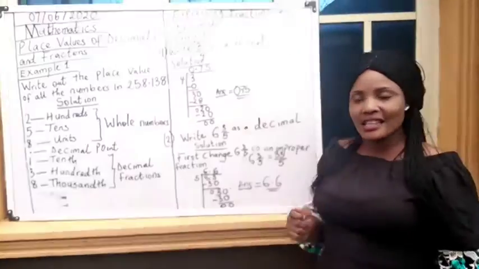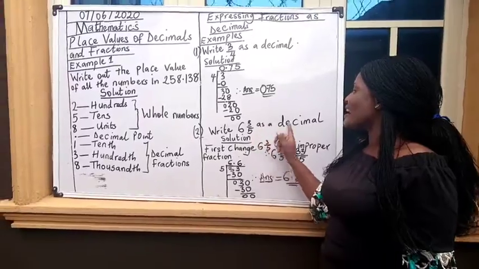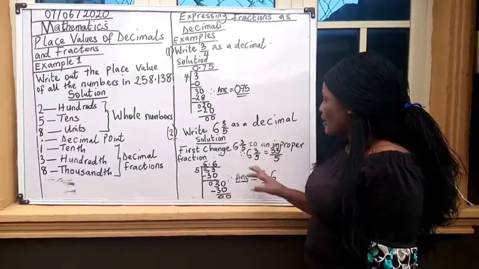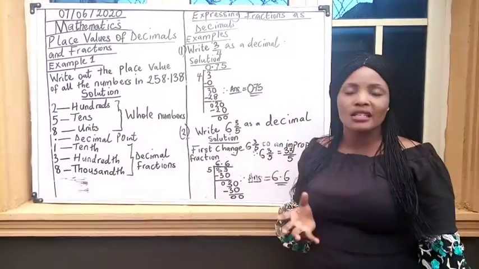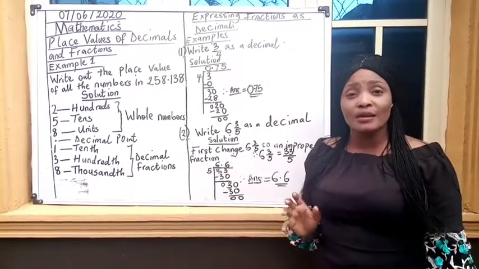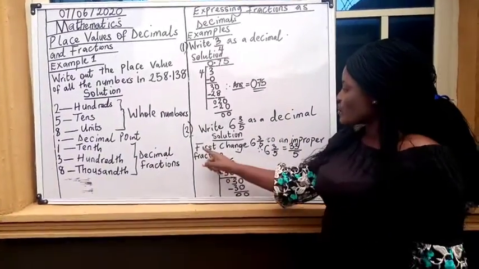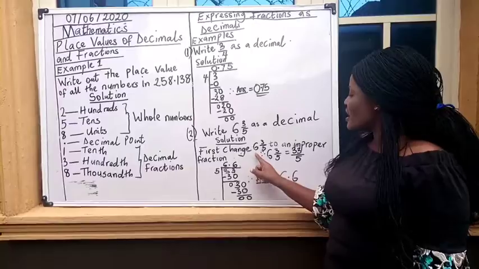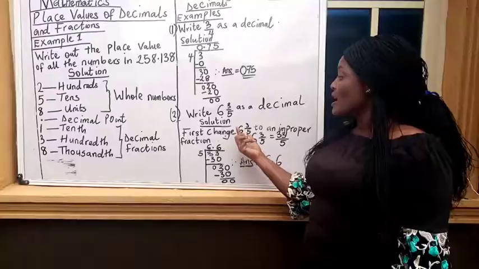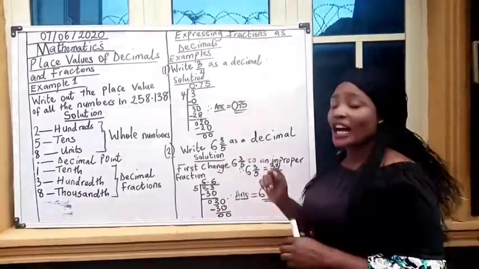We are moving to the next example, which says write 6 whole number 3 over 4 as a decimal. As you can see this question, it is a mixed fraction. So before you can change it to decimal, the first step is to take it to improper fraction. That is why it is written, first change your mixed fraction to an improper fraction before you can change it to decimal.